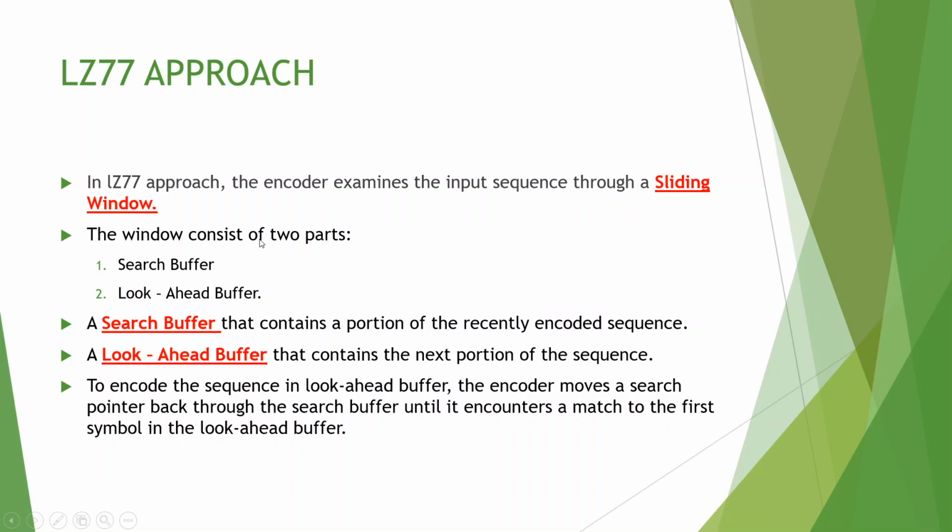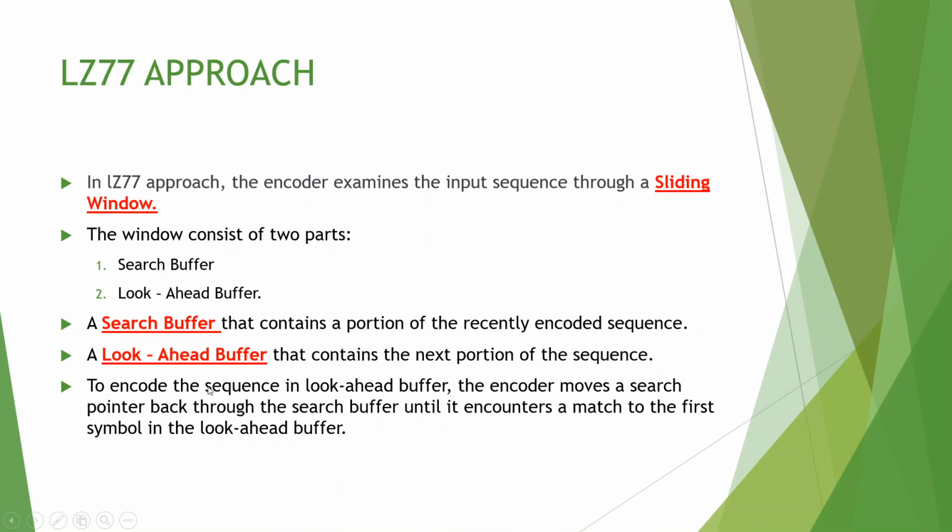Now there are two parts of this window. One is a search buffer and the second one is a look ahead buffer. The search buffer contains a portion of the recently encoded sequence. Those symbols which are already encoded are stored in the search buffer, and the look ahead buffer contains the next portion of the sequence, meaning those portions which are still not encoded.